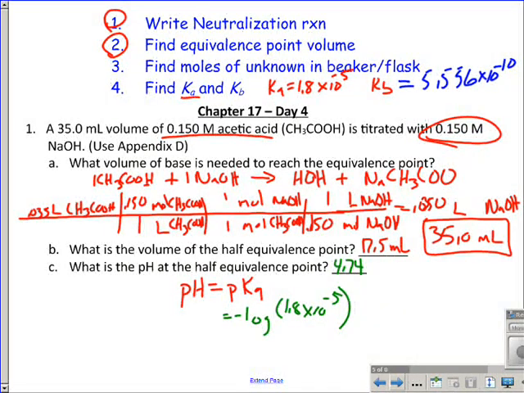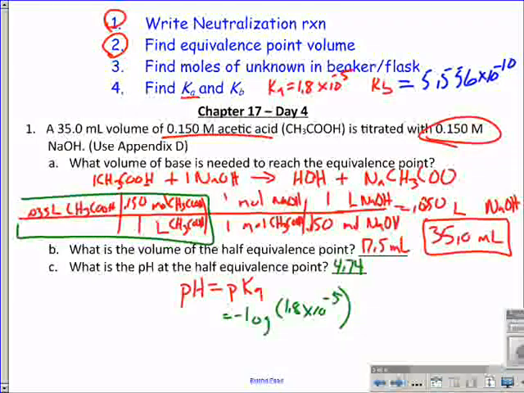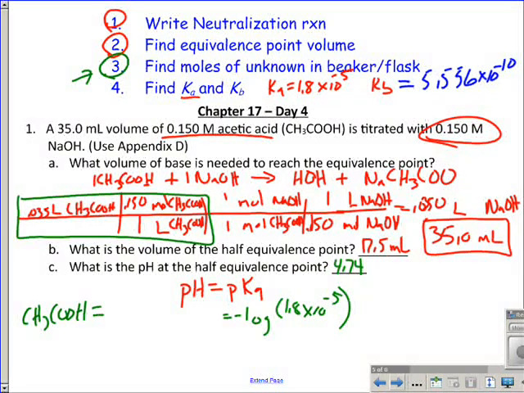Now, after this, we're going to get into our problem, but we never did find this right here. So one of the things I said you should find, and that's number 3 up here, is the moles of what's in the beaker or in the flask. Well, that would be 0.035 times 0.150. So that much of that stoichiometry problem is exactly what I need in order to find my moles of what's in the flask, which in this case would be my acetic acid. So my CH3COOH moles end up equaling, when I do this math up here, 0.00525 moles.